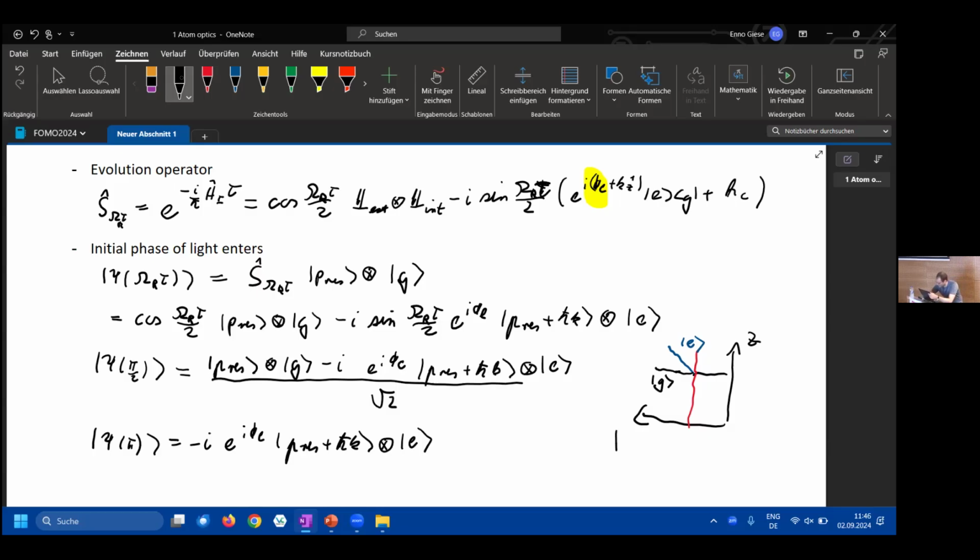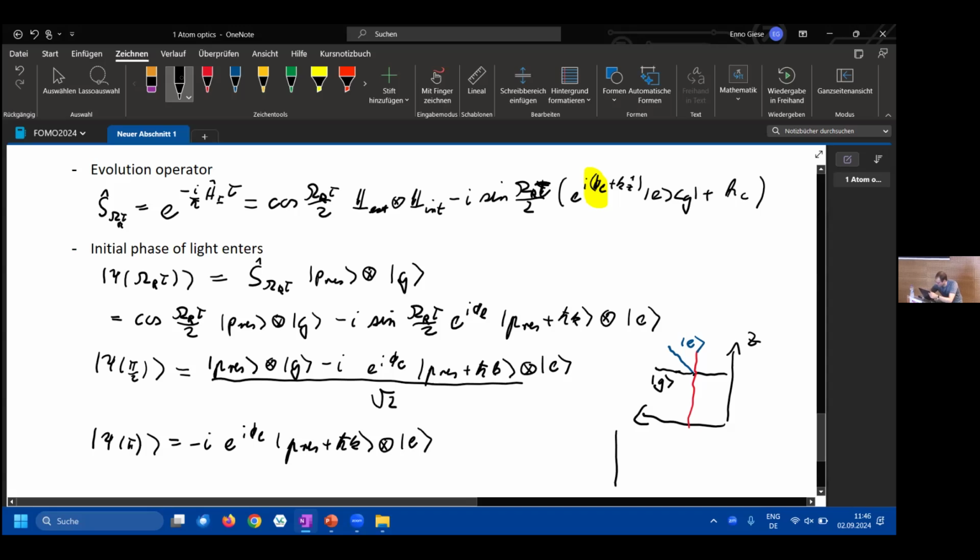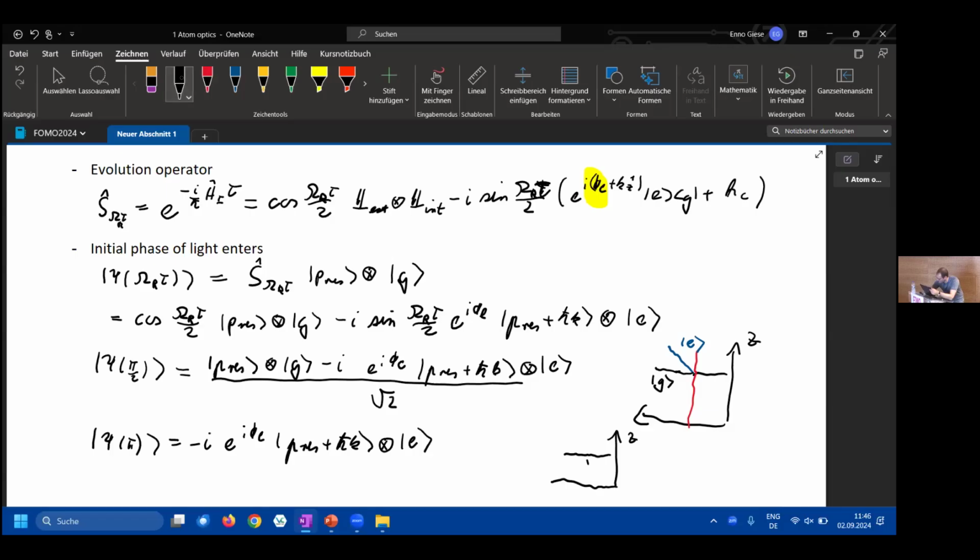And so for this mirror pulse, we observe the following. We also start here in the ground state, but then we interact with the light field. Here, this is time and this is momentum. We interact with that light field, we transfer all population to the excited state, and the atom moves in that direction.